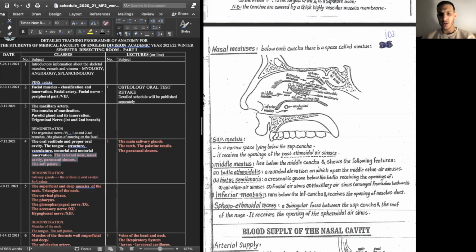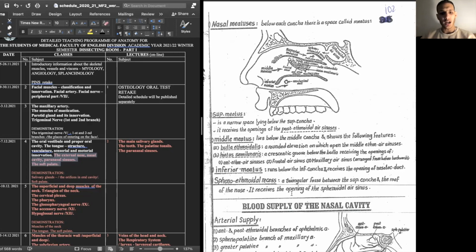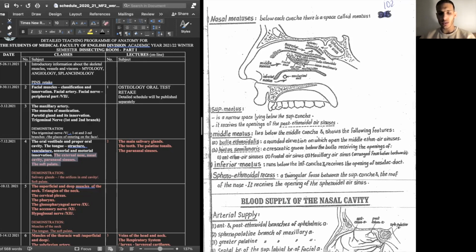And finally, the inferior meatus runs below the inferior concha and receives the opening of the nasolacrimal duct. Remember, these openings of the paranasal sinuses into the nasal space are very important, and you have to know where each paranasal sinus opens. Then finally, the sphenoethmoidal recess, a triangular fossa between the superior concha and the roof of the nose, receives the opening of the sphenoid air sinuses.